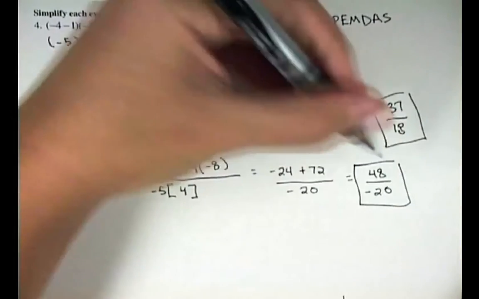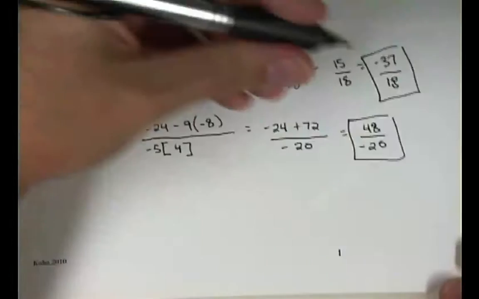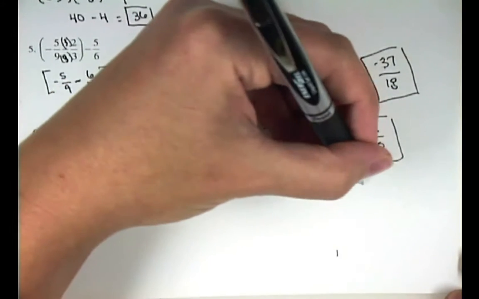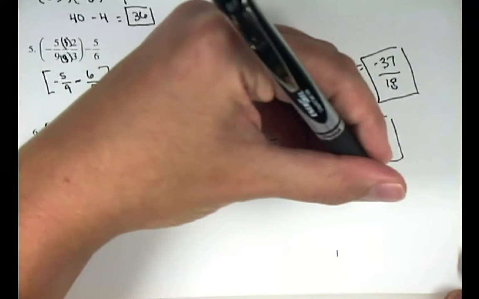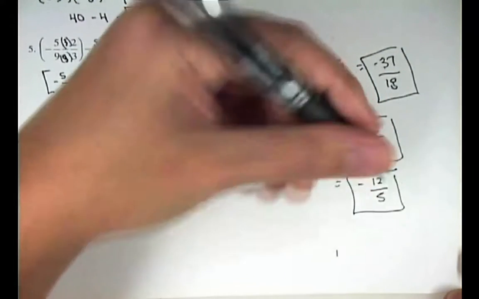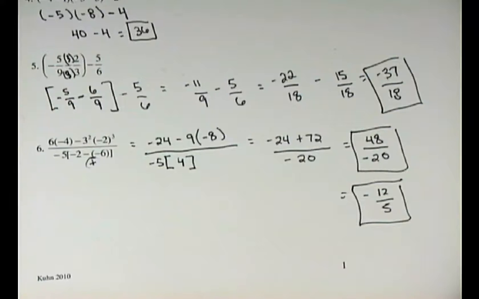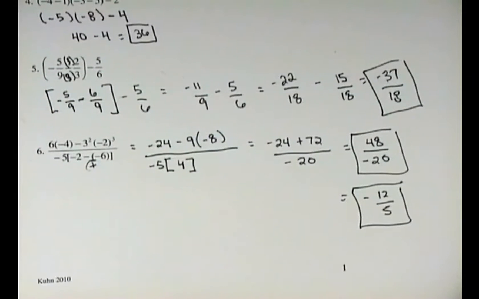And that is a fine answer. However, it can be reduced. If you want to reduce all the way, you can reduce it down to 12/5, and that's also an acceptable answer. Okay, I'm not really that picky with reducing fractions or writing them as proper fractions, because we're going to be doing so much advanced stuff. Those are just minor details as far as I'm concerned.